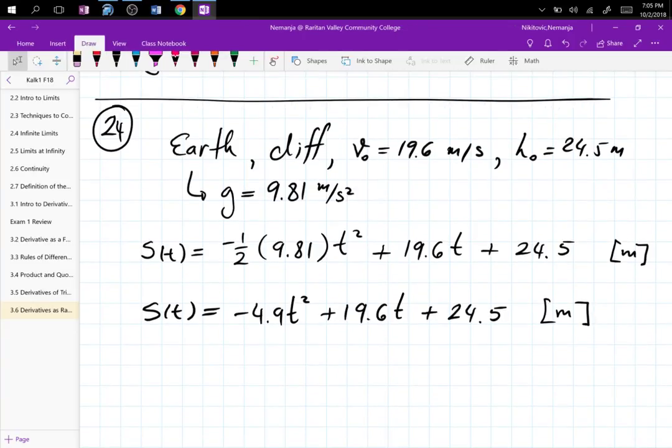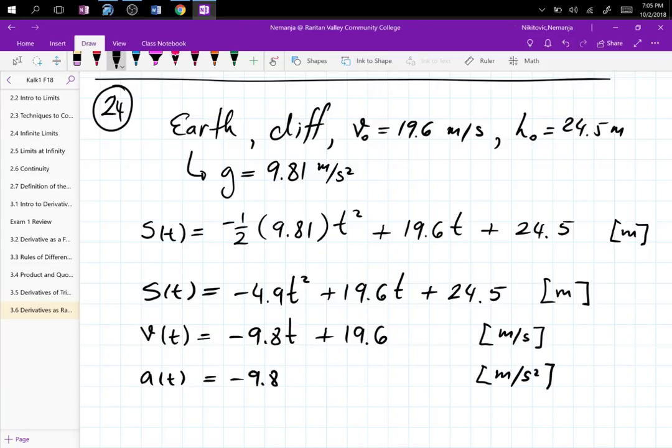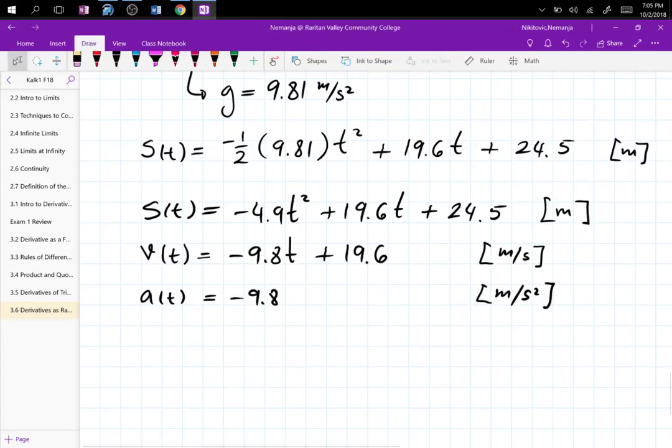I have equation. Immediately get velocity function. Velocity in time is going to be negative 9.8 t plus 19.6. That's it. And it's going to be in meters per second. And acceleration in time is negative 9.8 in meters per second squared. So, max height.